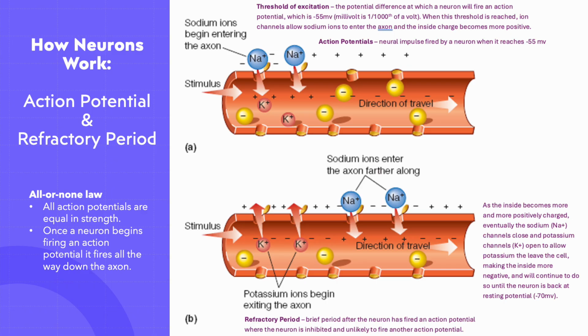negative 70 millivolts. And then your neuron will go through a refractory period, which is just a brief period after it fires an action potential that it's inhibited and unlikely to fire another action potential. We also have an all or none law, which states all action potentials are equal in strength. So once your neuron begins firing an action potential, it'll fire all the way down the axon.